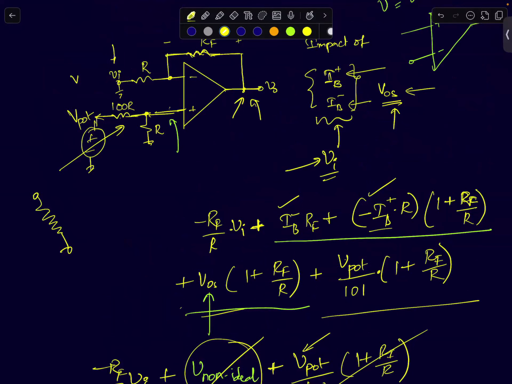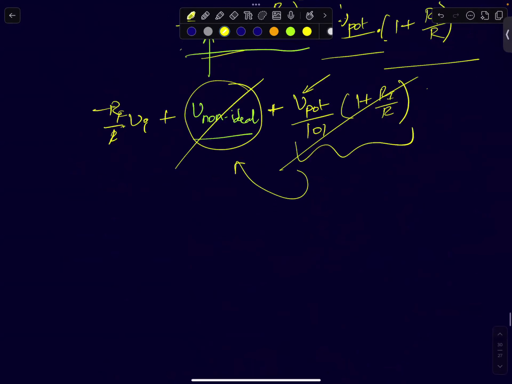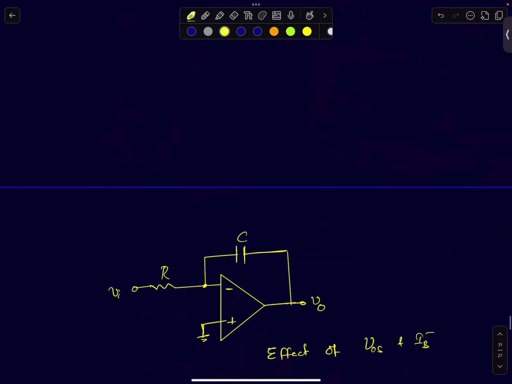So the point I'm trying to make here is that using an offset nulling circuitry, I can cancel out both the effects of base currents and offset voltage. Not just offset voltage, which is what we said when we introduced this concept of offset nulling. I'm trying to convince you here that this can be used not just to cancel offset, but also the problem of bias currents. Okay, both the effects can be cancelled out.